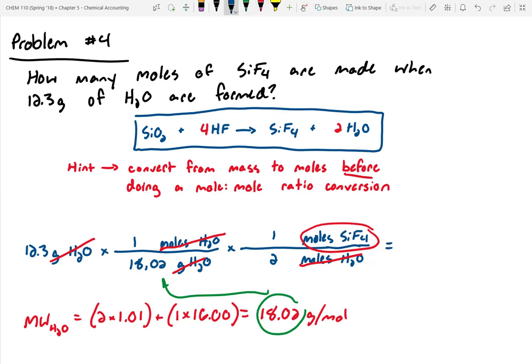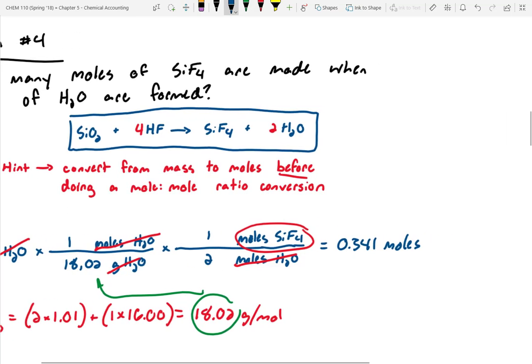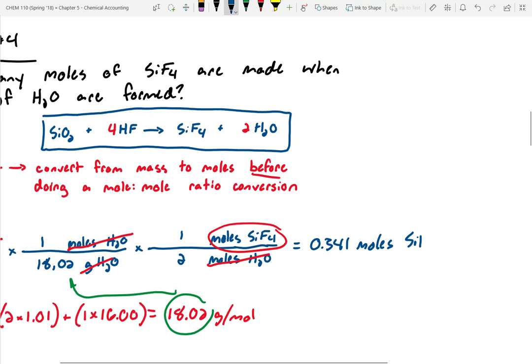So what answer are we getting out here? Anybody want to share? Okay, so 0.341 moles of SiF4, the silicon tetrafluoride.